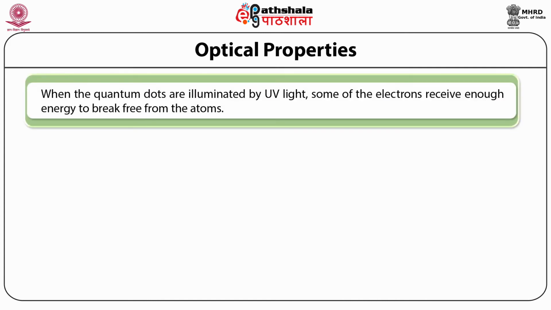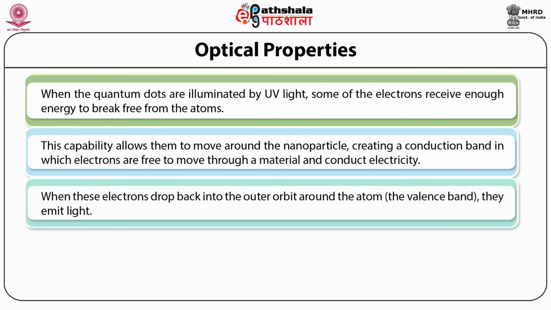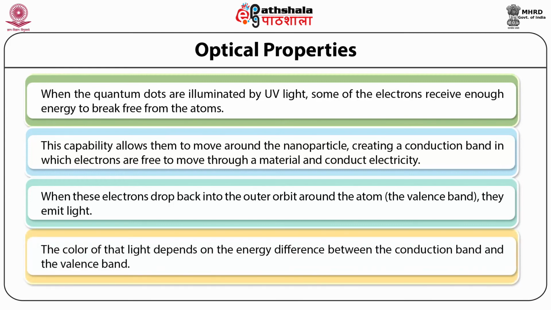So when the quantum dots are illuminated by UV light, some of the electrons receive enough energy to break free from the atoms, and this capability allows them to move around the nanoparticles, creating a conduction band in which the electrons are free to move through a material and conduct electricity. When these electrons drop back into outer orbit around the atom, that is the valence band, they emit light. The color of the light depends on the energy difference between the conduction band and the valence band.